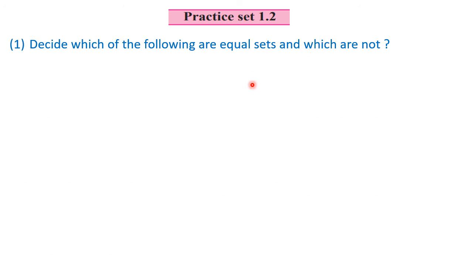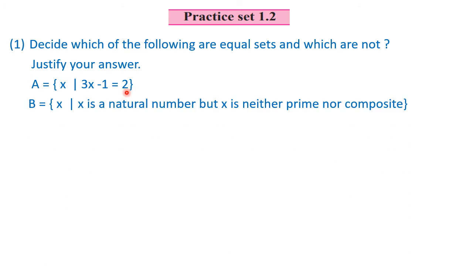First one. Decide which of the following are equal sets and which are not. Justify your answer. That means you cannot simply write that yes these are equal or these are not equal. You should write down the reason for your answer. So the first one here is: A is the set of all x such that 3x minus 1 is equal to 2. This is the first set. And the second set B is the set of all x such that x is a natural number but x is neither prime nor composite.